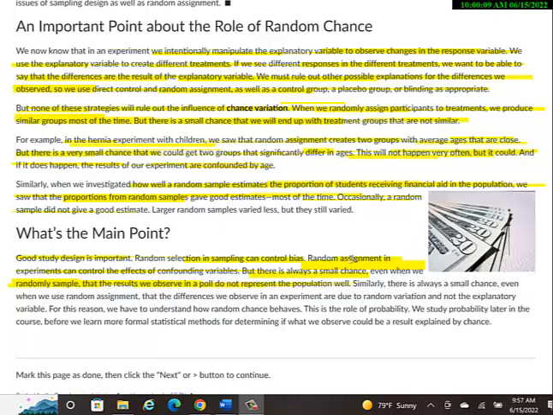It's usually on accident, but once in a while, researchers want a certain conclusion, so they'll make sure that happens by, quote unquote, randomly assigning, but really they're not randomly assigning. They're getting exactly what they want because they want to see certain results. But similarly, there's always a small chance, even when we use random assignment, that the differences we observe in an experiment are due more to random variation and not the explanatory variable. So for this reason, we have to understand how random chance behaves. This is the role of probability. We'll study probability later in this course before we learn more formal statistical methods for determining whether what we observe could be explained by chance.